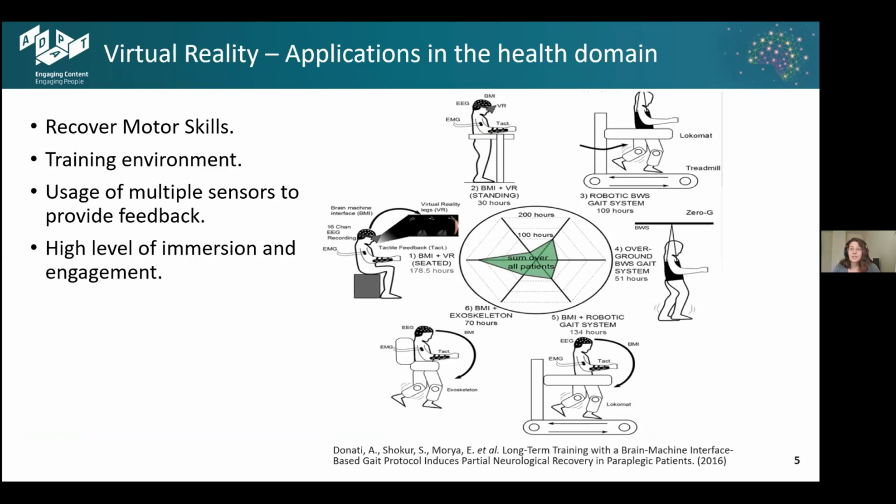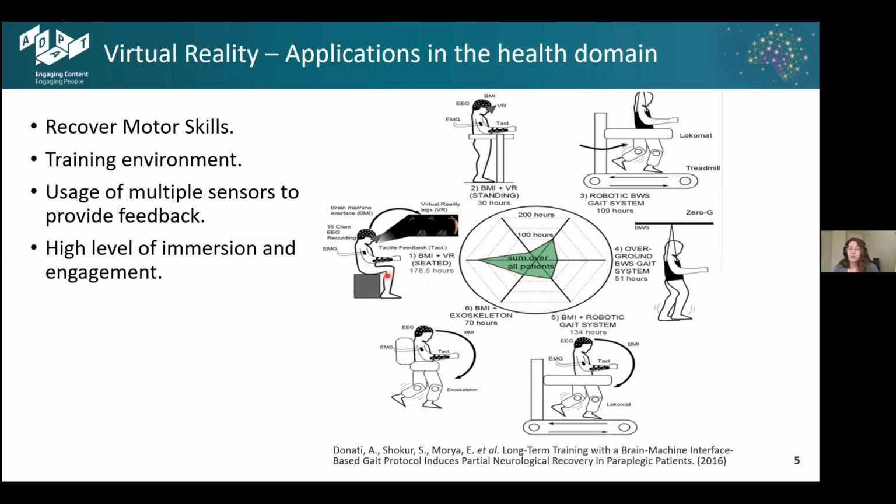This image is an example of an application designed to recover motor skills. They were doing an experiment with paraplegic people under different experimental conditions. As you can see on this chart, they spent almost 200 hours with virtual reality. They had a training protocol, and almost 200 hours of this protocol was VR training. This is a considerable amount compared to the other training conditions.